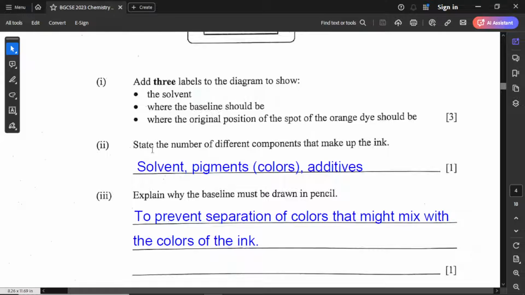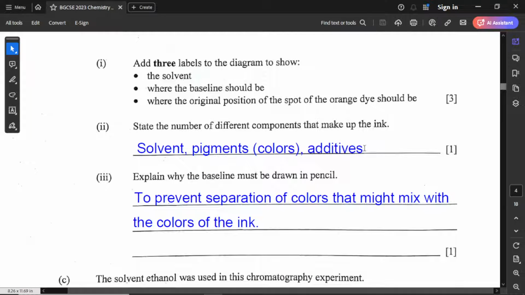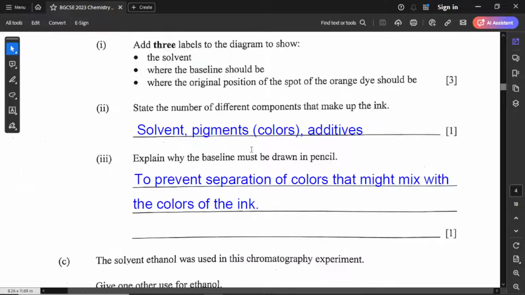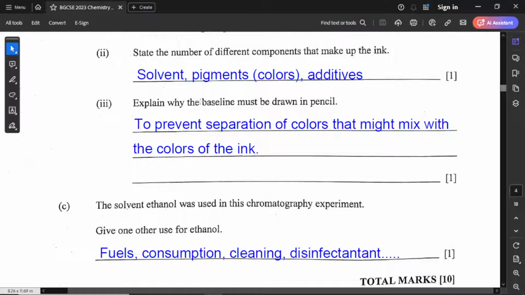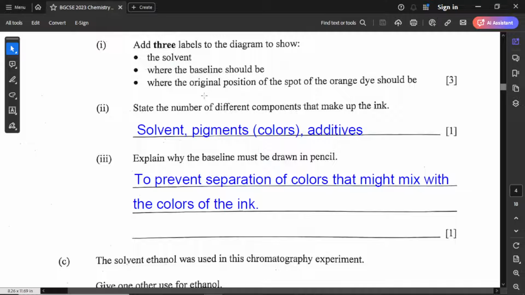And so for part 2, it states the number of different components that make up ink. And basically, you'd have a solvent in ink and you have the pigments. So those are the 2 general things that make up ink. However, you would have some additives, and some of those additives will be like binding agents and so on, or enhancers. All right, but the general idea, you have solvent and pigments. And of course, because of 1 mark, they're looking for pigments, which is the most important one. All right, are different colors. Because that's the purpose of paper chromatography, to separate the colors or pigments.